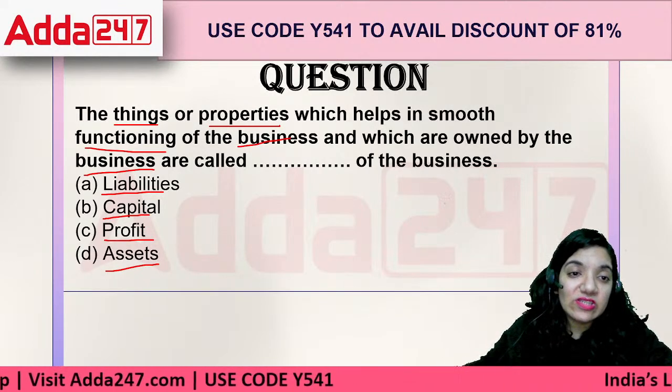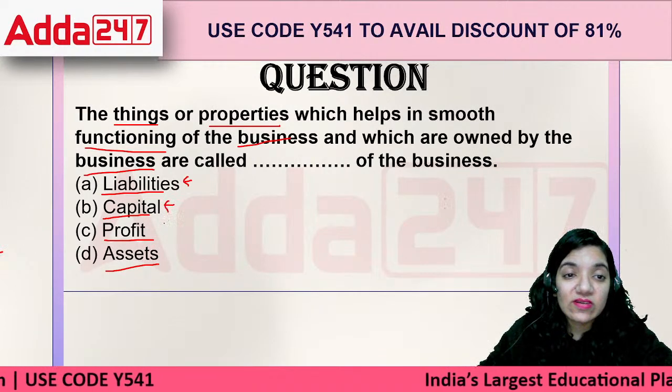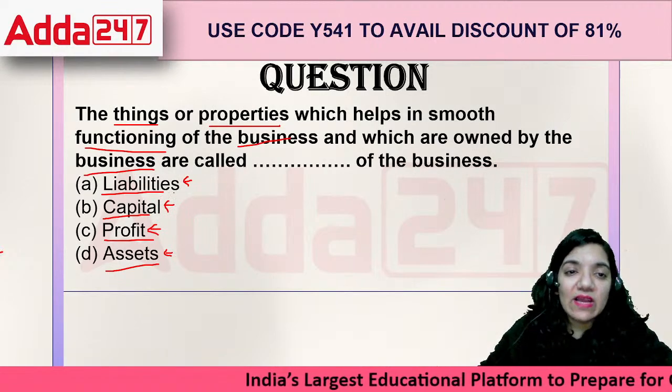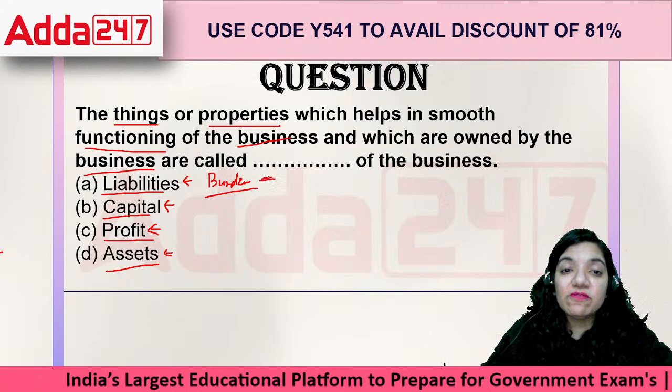How do they look forward towards the working of these basic elements? They're called liabilities, capital, profit or assets. What are they exactly called? See, liabilities are a burden on the company. They do not want to take this burden, but they face it.